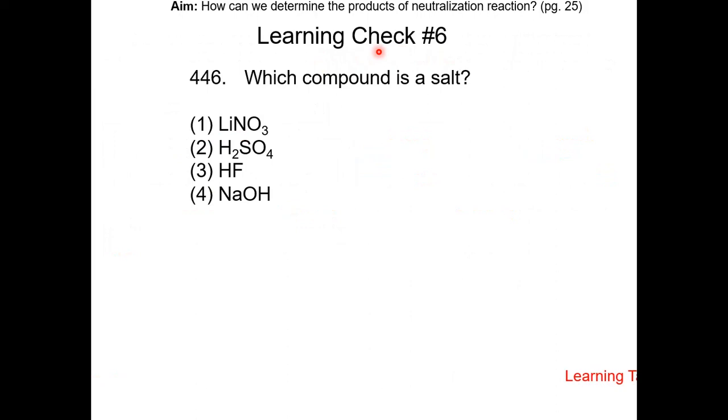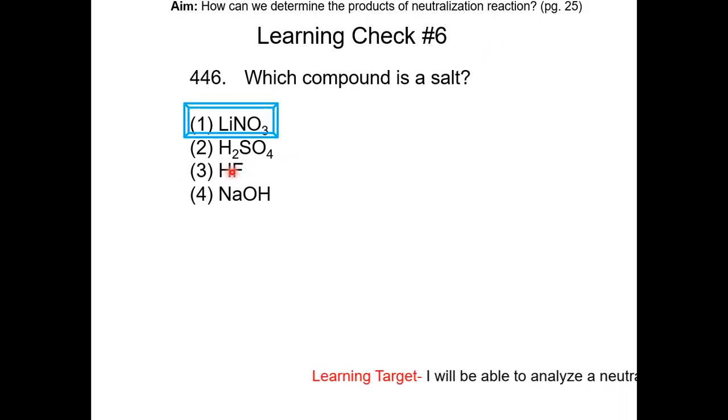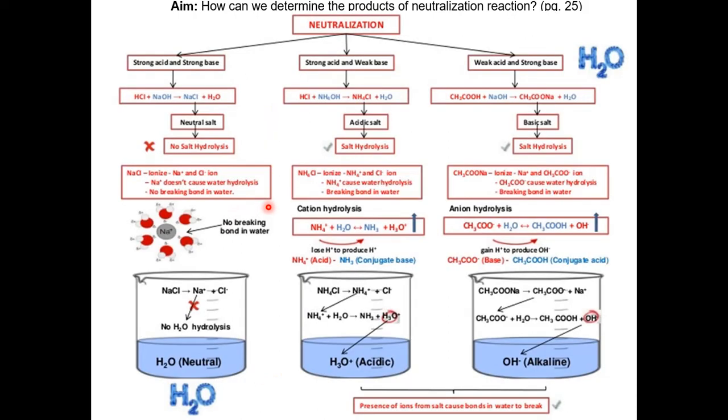Learning check number 6. Which compound is a salt? Pause the video, resume when completed. A salt is an ionic compound that is a product of an acid-base reaction. So the answer is choice 1, lithium nitrate. H2SO4 and HF are acids. Sodium hydroxide is a base.